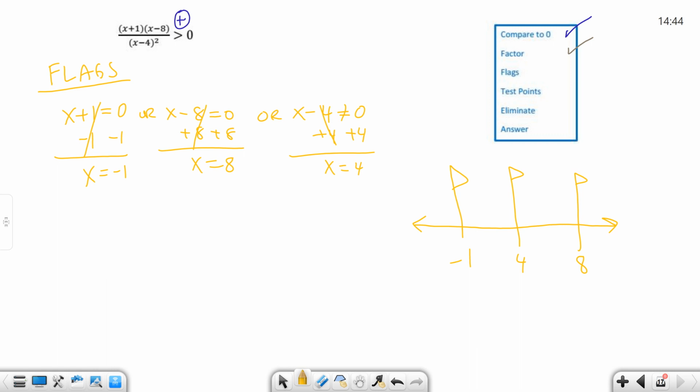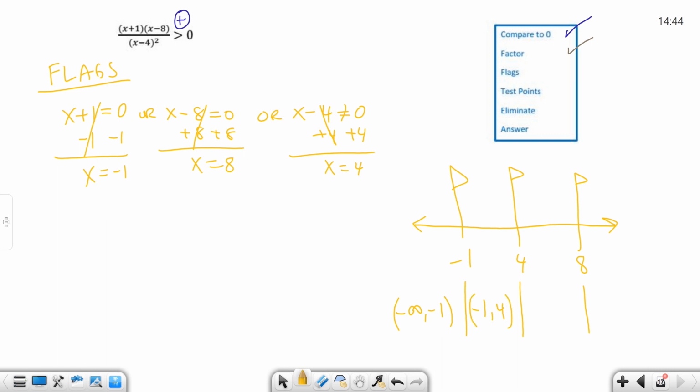Do I shade any of my flags? Well, there's a denominator. We definitely don't shade it, but look, there's no equals down here, right? If there's an equals, I would. There's no equals, so we don't shade any of these flags, which means what do we use throughout our problem? That's correct. Parentheses. So negative infinity, comma, -1, both with parentheses.